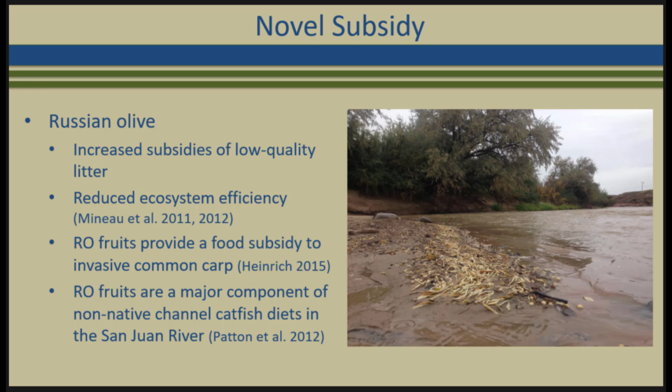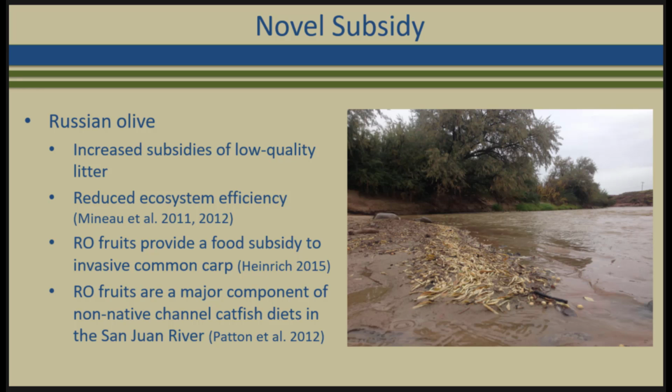But in addition to just that direct interaction between these two species, we do know a little bit about what Russian olive has done in some other systems where it's invaded. It has altered the input of litter, greatly increasing it, yet that litter doesn't break down very quickly. This has mostly been studied in spring systems in central Idaho. What they found was that with that decrease in the ability of those leaves to break down, it decreased ecosystem efficiency. But in addition, in those same study systems, they found that common carp, another non-native species, were able to utilize these fruits as a food source.